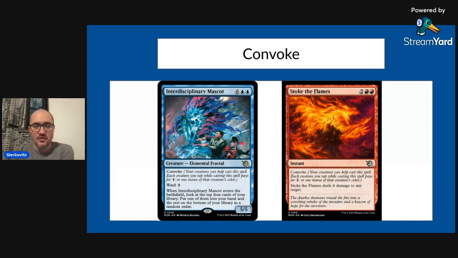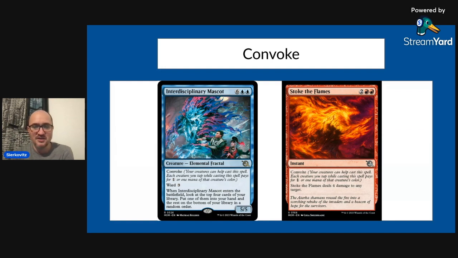But Convoke is not only on permanent spells in this format. Here you have Stoke the Flames. That's 2 red for an instant, and it has Convoke, and it says Stoke the Flames deals 4 damage to any target. Now, you can cast it at the end of turn, where tapping your creature does not cost you that much because you won't be needing to block with them anymore. Which means that quite a lot of the time, Stoke the Flames will be a free spell.